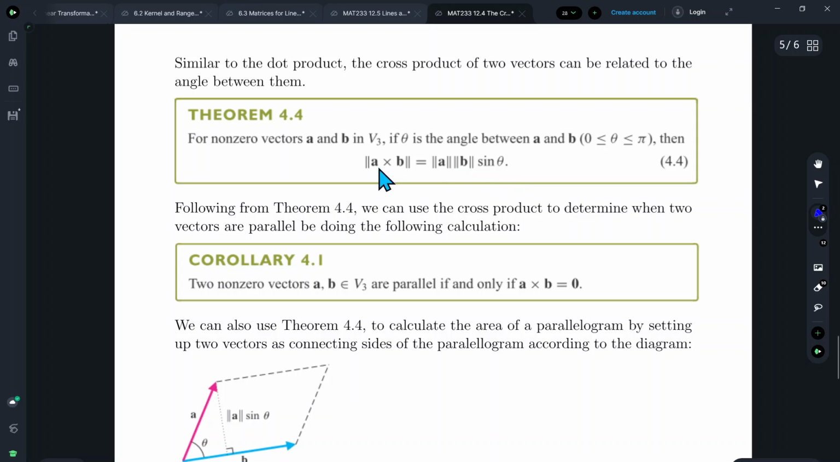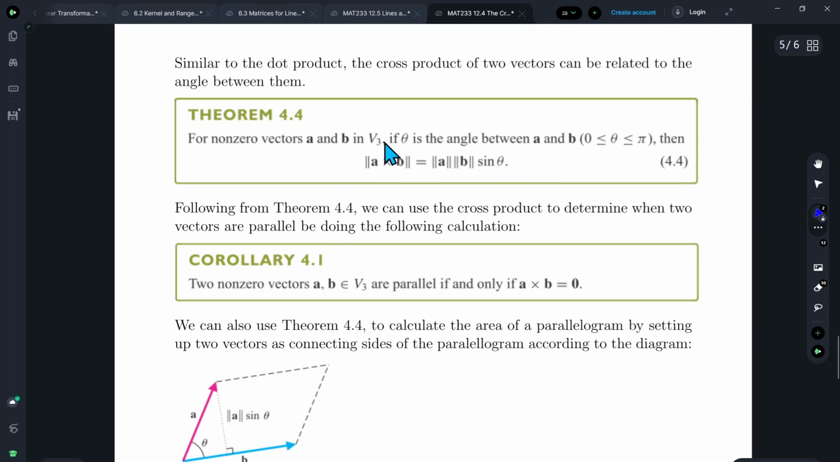You see this is similar to the angle formula for the dot product, except now it involves the cross product and sine instead of cosine. Again, we're not going to verify this theorem here, but you can verify it by expanding out the calculation in terms of the components.